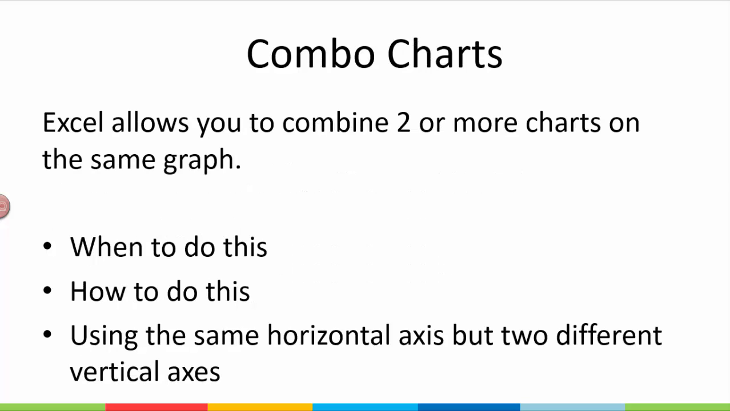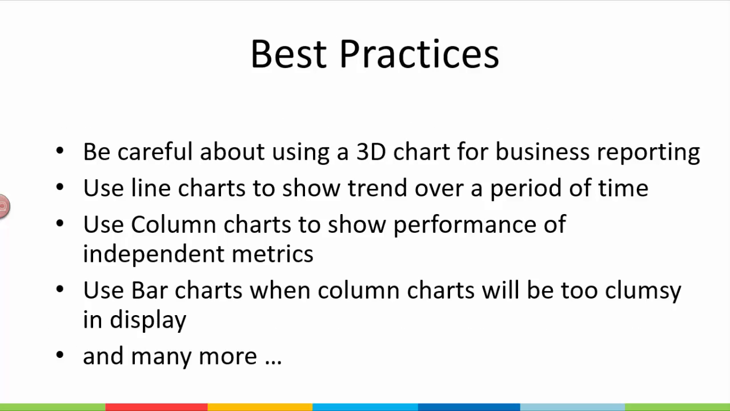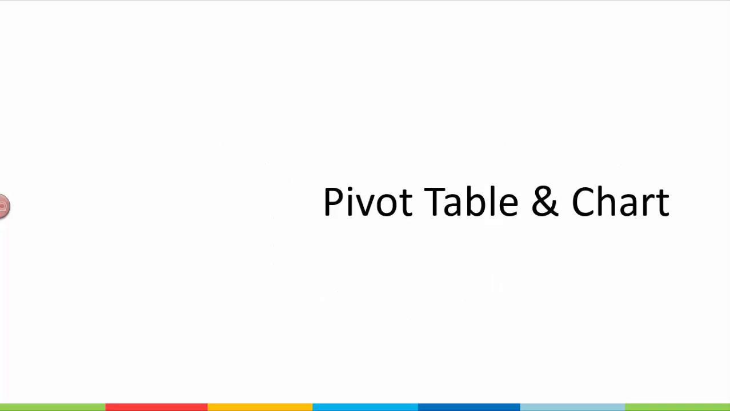There's also combo chart. Combo chart is when you combine 2 or more charts in the same graph. So I'll be explaining when to do this, how to do it, and then how you move some of the axes. And then there is pie chart and the things you need to be aware of in using pie chart, and line charts and column charts and bar charts.